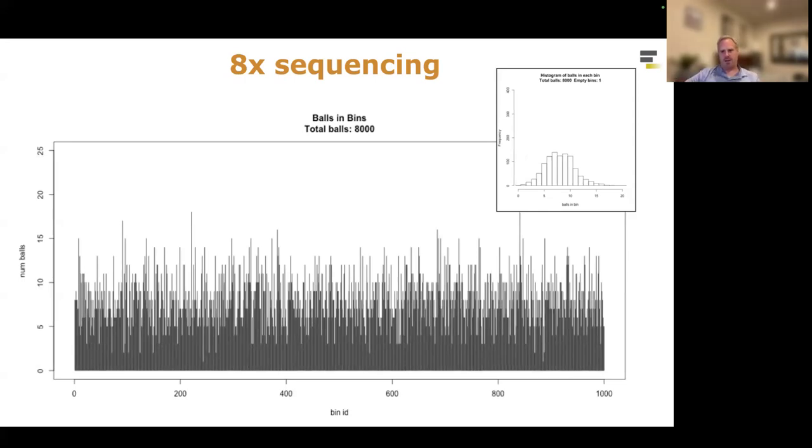One interesting fact about the Poisson distribution is that the level of spread, the standard deviation, is the square root of the mean. So that's a pretty tight standard deviation. If you had sequenced, say, 100x coverage overall, the square root of 100 is 10.